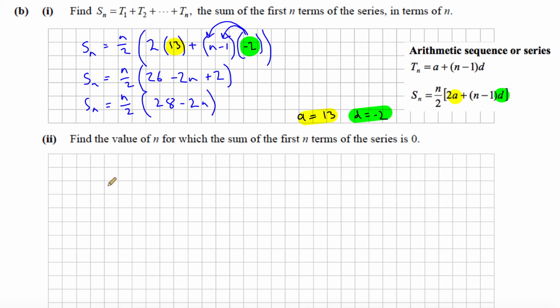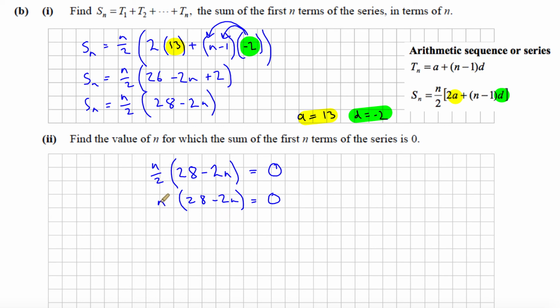Part 2 then says find the value of n for which the sum of the first n terms of the series, which we've just done, is 0. So we're going to let this equal to 0. We're going to let n over 2 bracket 28 minus 2n be equal to 0. What we can do here is multiply across by 2 first of all, to get rid of this 2 here. So that gives me n bracket 28 minus 2n equals 0, as 0 by 2 is still 0.